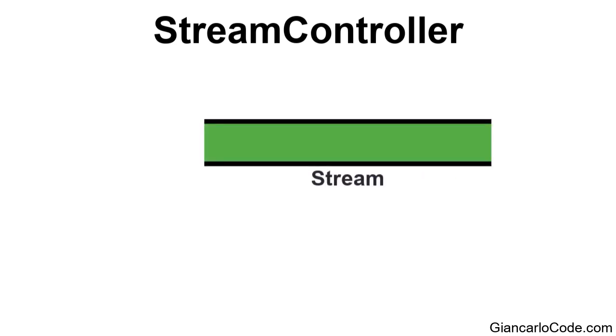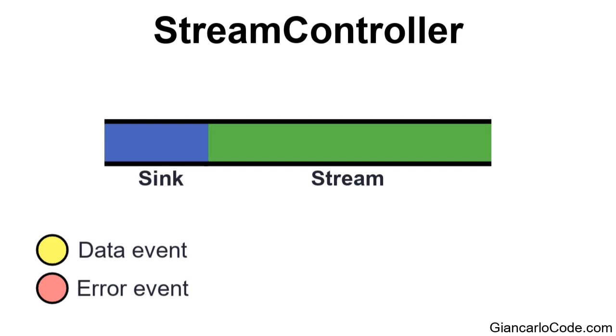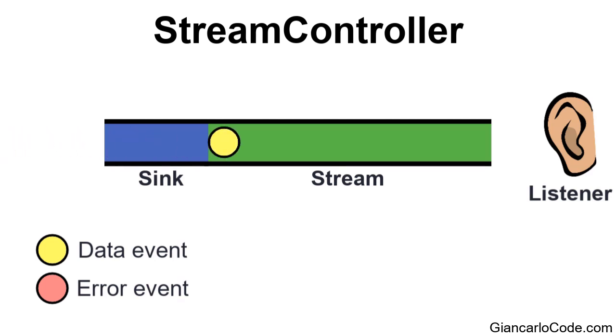Now let's see an example of the StreamController. Imagine the stream is a pipe. Then imagine the sink is an input of the pipe. We can add two types of events. Then we add a listener to the stream. And now you can add events to the stream through the sink at any time you want.